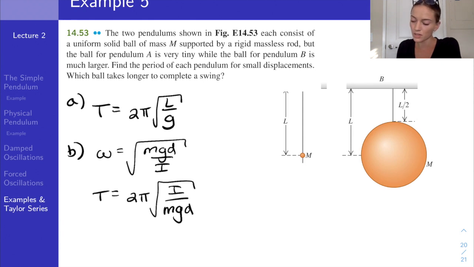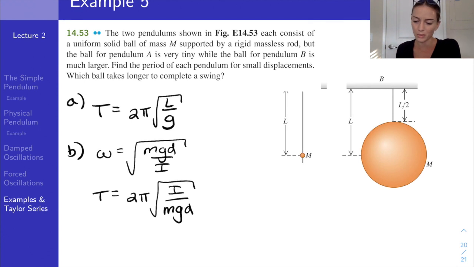So the moment of inertia for this ball, again, I would just give this to you on an exam because you need to look up the moment of inertia for a sphere and then also apply the parallel axis theorem because it's spinning some distance away from itself, right? So our pivot point is actually up here.